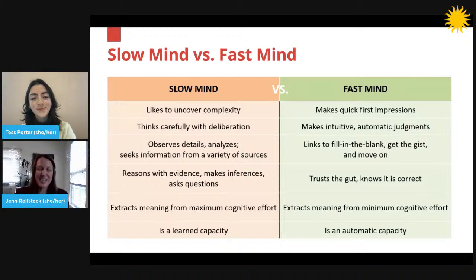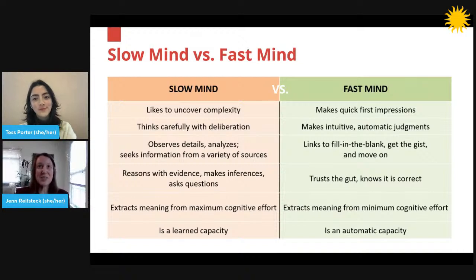So taking a step back here, we talked about fast minds at the museum, and we talked about slow looking. So let's unpack that a bit. What do we mean by a slow mind? What do we mean by a fast mind? First and foremost, one mind isn't better than the other. We need both minds, both fast and slow, to operate in our daily lives.